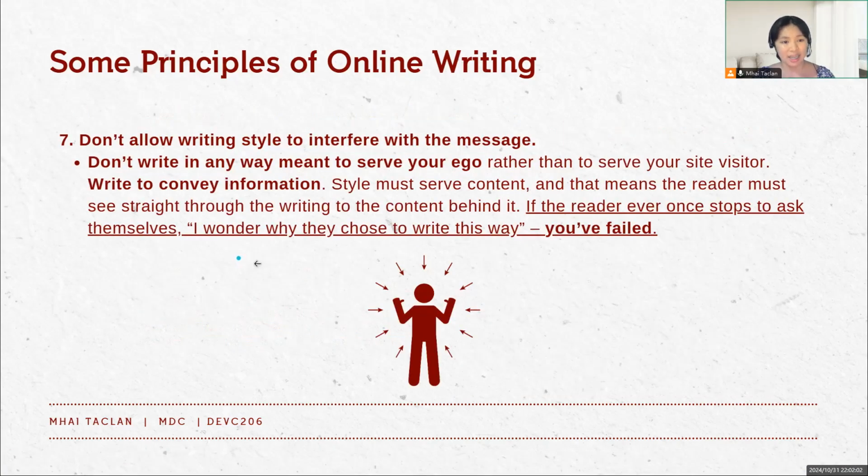All right. Next, number 7 is to not allow writing style to interfere with the message. As writers, we have our own writing styles. However, we do not need to compromise. Just remember that we don't write in any way that is meant to serve our ego. We should continue to serve the site visitor or the reader.